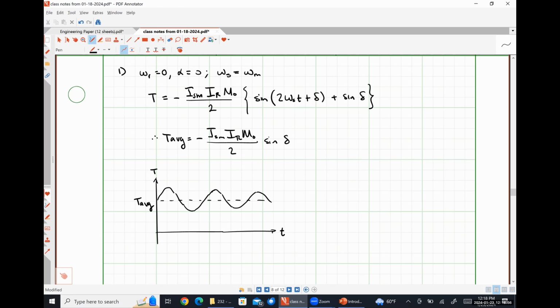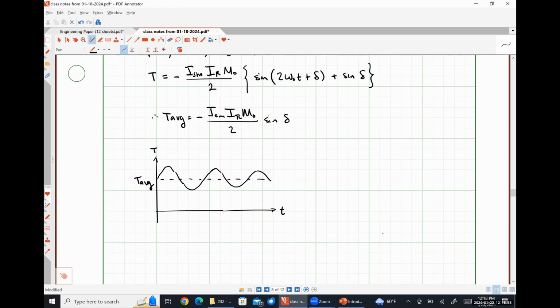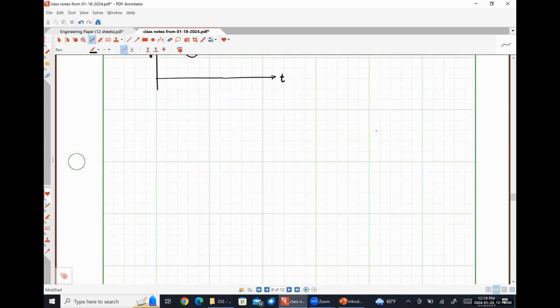So our second case is when omega m, our mechanical speed, is equal to the difference between our stator excitation frequency and our rotor excitation frequency. Yes, sir.